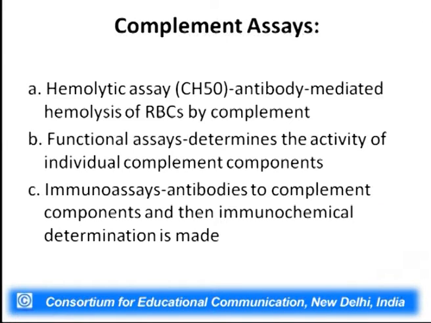Similarly, I also mentioned that there is a complement system and there are complement assays which can also help neutralize the antibodies. That means if I have a CH50, antibody mediated hemolysis of RBCs by the complement, then I can have a functional assay that can determine the activity of the individual complement components, or we can have immunoassays, which use antibodies to the complement components, and then the determination can further be made.